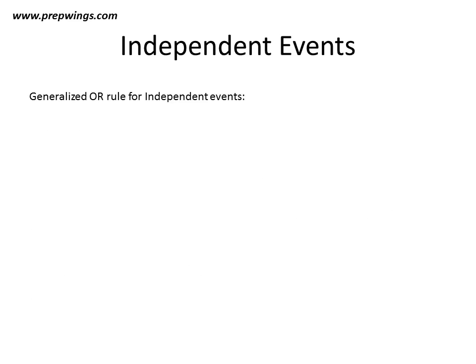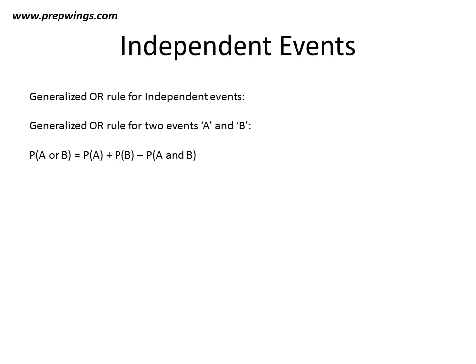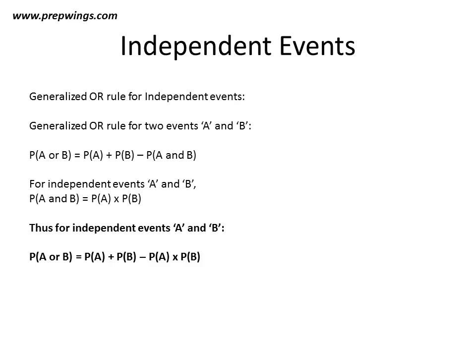Now we'll look at the generalized OR rule for independent events. So the generalized OR rule says that probability of A or B equal to probability of A plus probability of B minus probability of A and B. And if two events are independent, probability of A and B will be equal to probability of A multiplied by probability of B. Thus for independent events A and B, probability of A or B will be equal to probability of A plus probability of B minus probability of A into probability of B. Okay, so this is the OR rule for independent events.